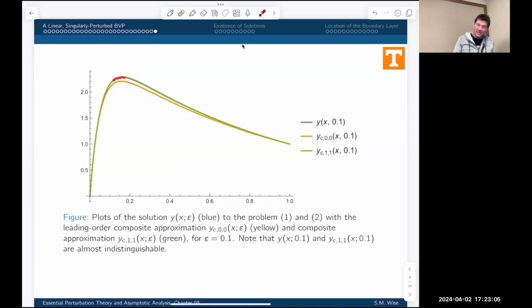You can't see the blue because the green is basically overlapping it. The 1-1 composite solution is such a good approximation that you can't distinguish between the green and the blue. This is for epsilon equals 0.1. If I get smaller in epsilon, then the matching becomes even better. That is, the composite 1-1 solution basically overwrites the true solution to the eyeball norm. Okay, so we finished the first part. Congratulations to us. Thank you for giving me a few extra moments of your time.